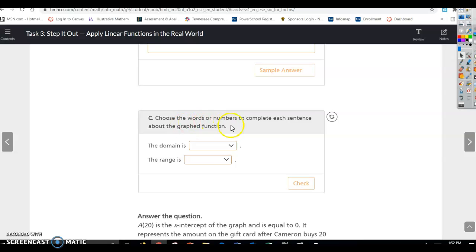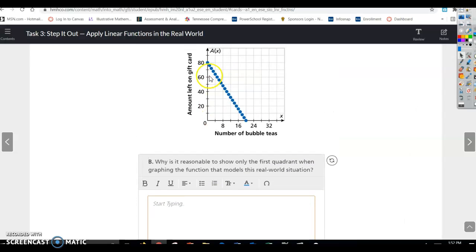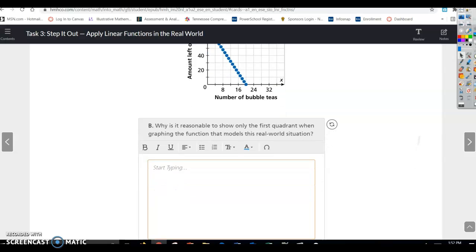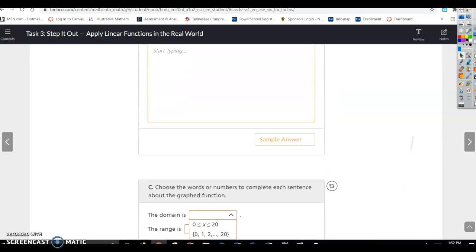All right, so choose the words or numbers to complete each sentence about the graph function. So in this situation where we are talking about the discrete function, the domain is going to go from 0 to 20, and the range is going from 0 to 80. Now, is it going to be all points in between there? Well, no, you can't buy a half a glass of tea. Each tea costs $4. You can't say, can I have a half a glass for $2? Like restaurants, it doesn't work that way.